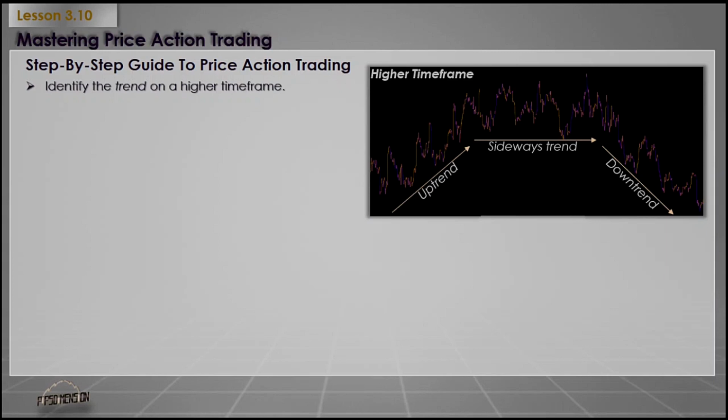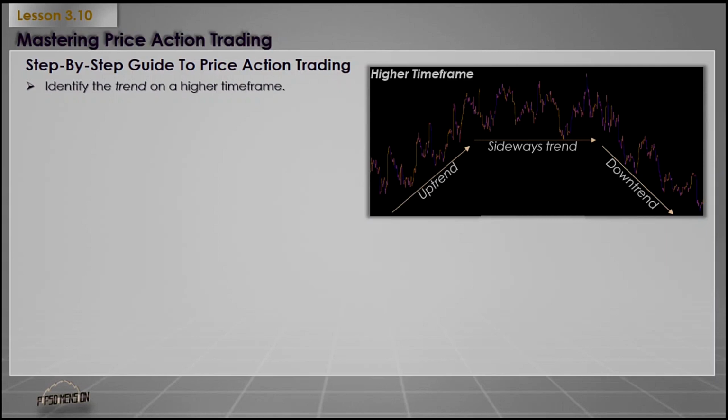So if you identify an uptrend on a higher time frame, it means in a long-term perspective, the bulls are taking over the market. In that case, when you move back to a lower time frame, there will be high chances of winning your trade when you place a buy order. On the other hand, if you move on to a higher time frame and identify that the current trend is going down, it means that in a long-term perspective, the bears are taking over the market.